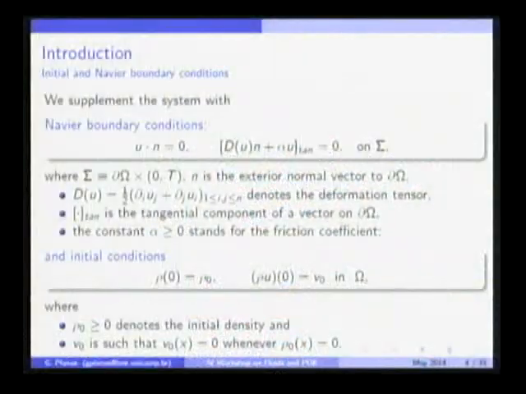We have also initial conditions for the density, rho_0, which could be 0. Yes, it's greater or equal to 0. And another condition for the momentum, the initial momentum, which is the product of the density and the fluid velocity. To be consistent, we ask for the momentum to be 0 whenever rho_0 is 0.